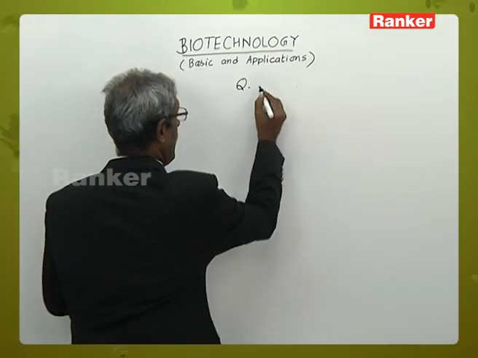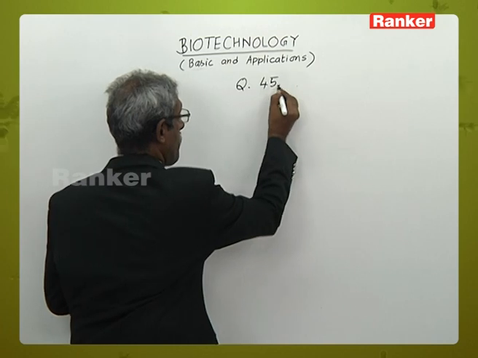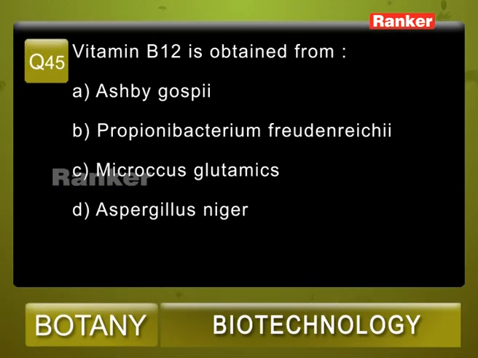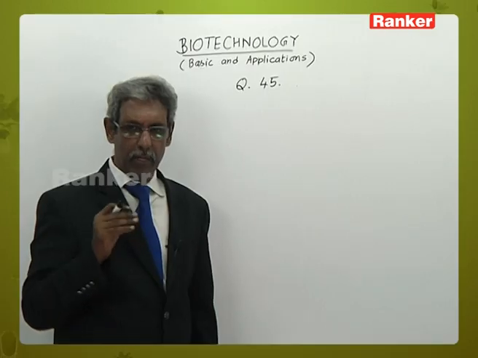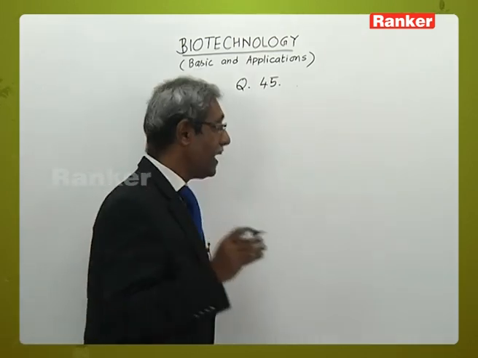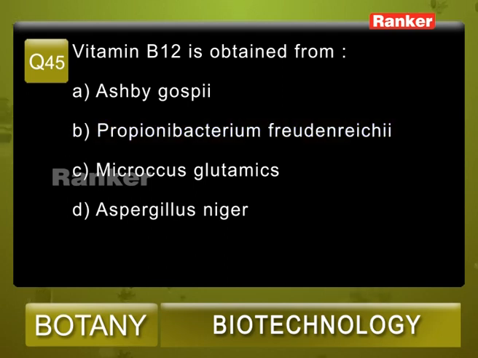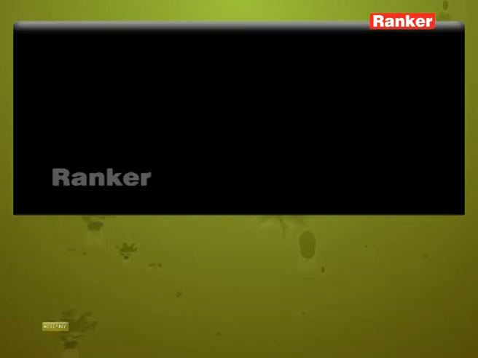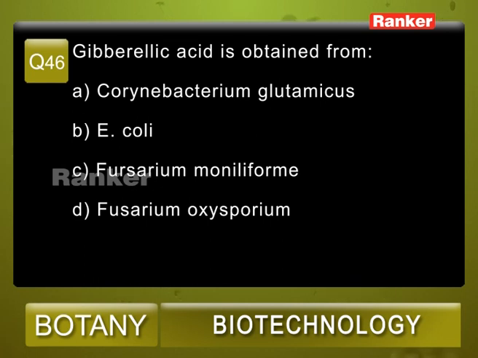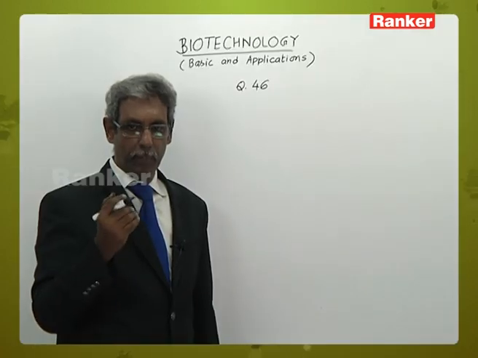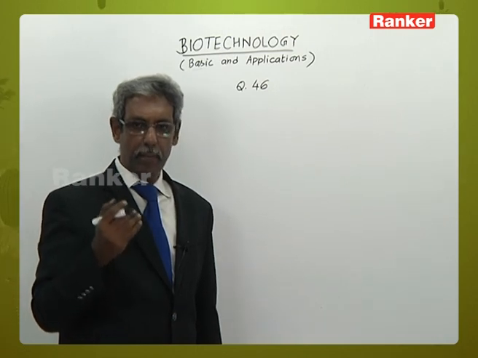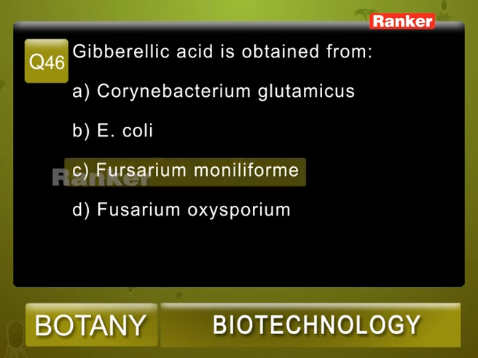Next, question number 45. Vitamin B12 is obtained from, choice A is Ashbya gossypii, B is Propionibacterium, C Micrococcus, or D Aspergillus niger. It is obtained from Propionibacterium, hence the answer is B. Answer is B, vitamin B12. Question number 46. Gibberellic acid, a growth hormone, is predominantly obtained from a fungus which is termed as Fusarium moniliforme. Hence the answer is C. Answer C, Fusarium is a source of gibberellic acid.